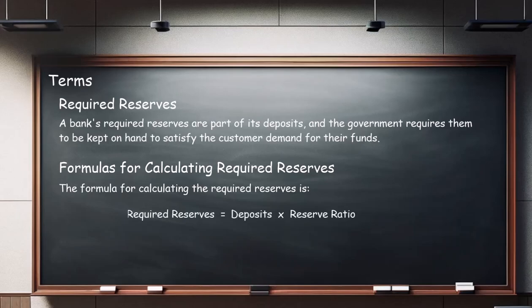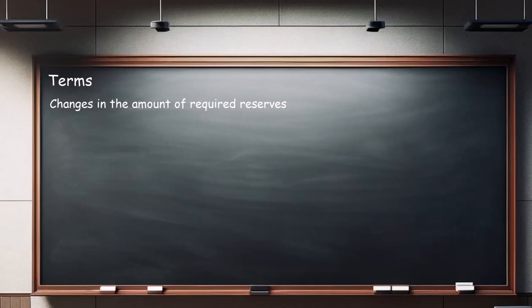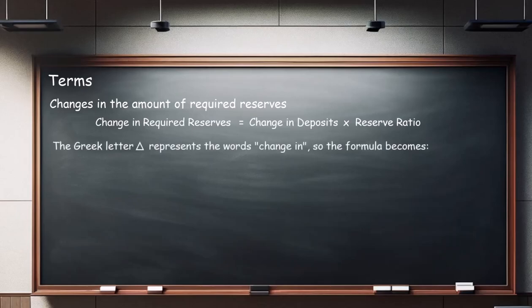If the bank already has reserves, sometimes a problem statement will ask about finding the change in the amount of reserves held by the bank. The change in required reserves uses the same basic formula with a slight difference in presentation. The formula becomes change in required reserves equal change in deposits times reserve ratio. The scientific community, including economists, uses the Greek letter delta to represent the concept of change. So, the words "change in" may be replaced with a delta in the formula. So, replacing "change in" with the Greek letter delta, the formula is rewritten as delta required reserves equals delta deposits times reserve ratio.